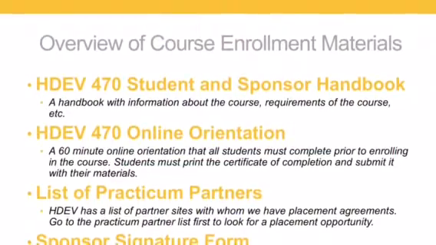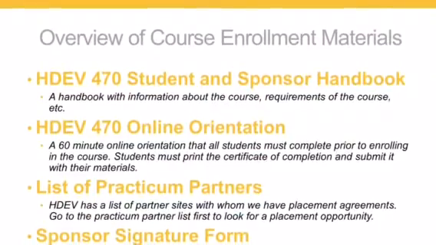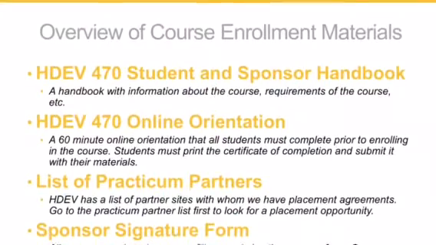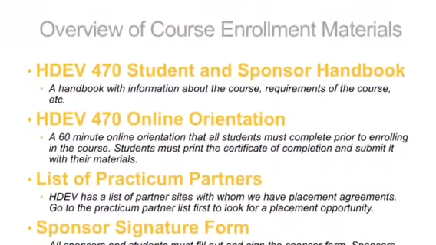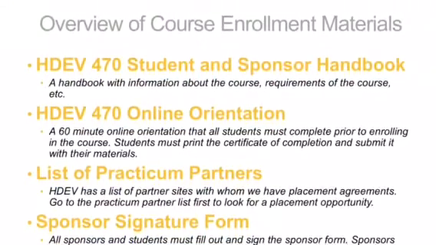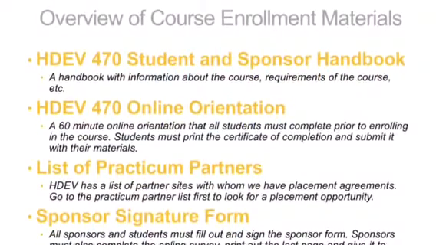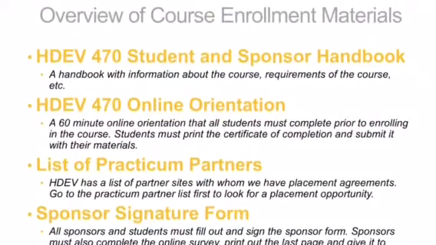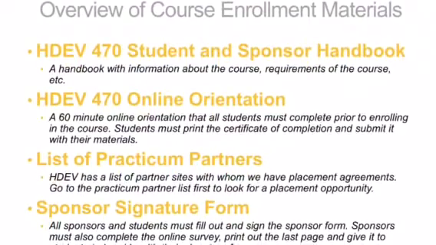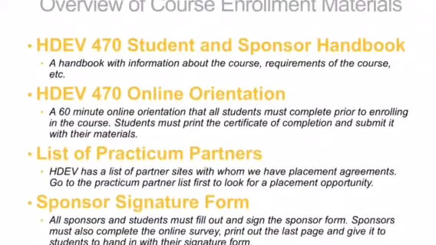Upon enrollment in the HDEV 470 course, the student will be provided with these enrollment materials. The HDEV 470 Student and Sponsor Handbook. This is a handbook with information about the course and requirements of the course, as well as other course details. The student will also be provided with an HDEV 470 online orientation. This is a 60-minute online orientation that all students must complete prior to enrolling in the course. Students must print the certificate of completion and submit it with their materials.